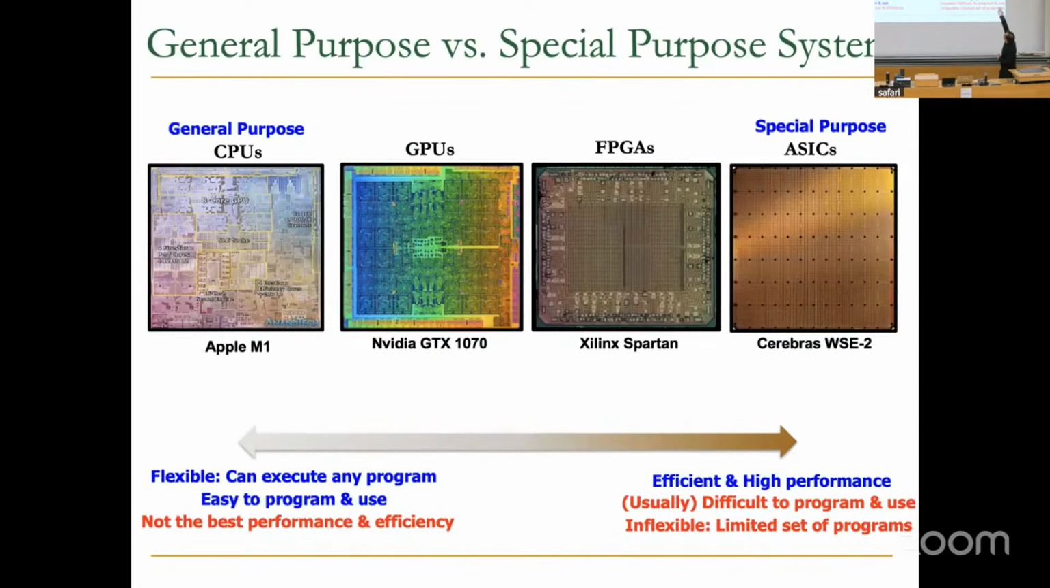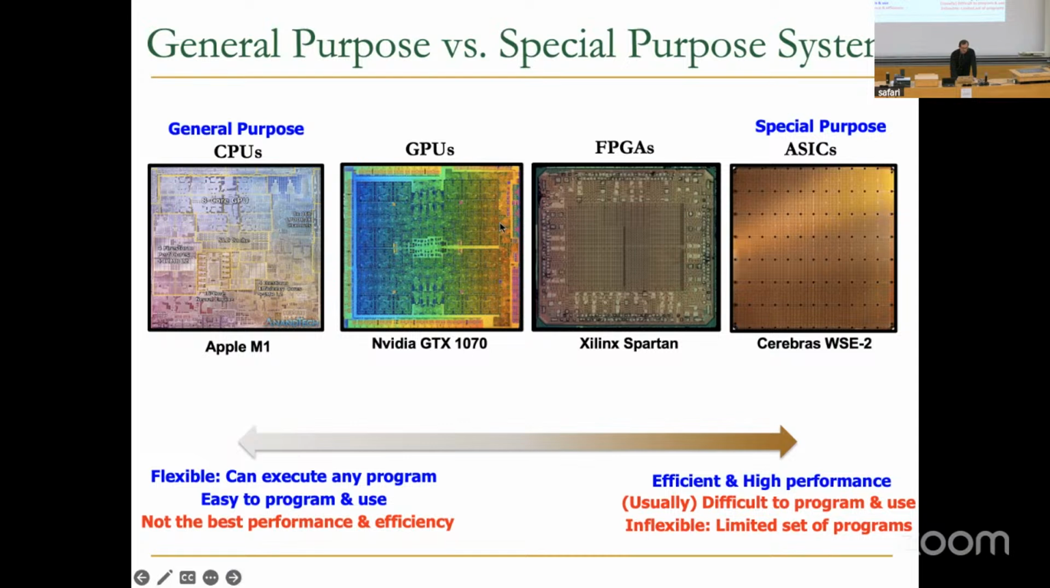Systolic arrays are on the special purpose end of the spectrum, right? If you think about CPUs, VLIW, superscalar, out of order, they're all on the general purpose end. We've been talking a lot about this general purpose paradigm. And you've seen this slide before. General purpose means you can execute any program. It's easy to program and use, but unfortunately, it doesn't get the best performance and efficiency on any program. On machine learning, it's okay, but it's not as good as something that you specialize for machine learning, for example. That's true for video, etc.